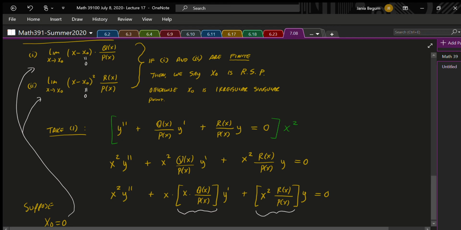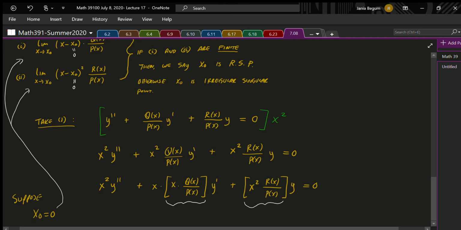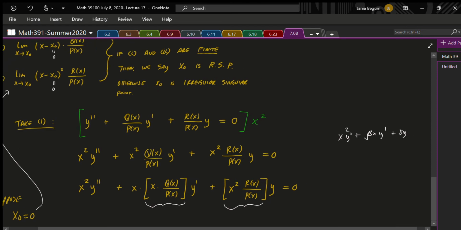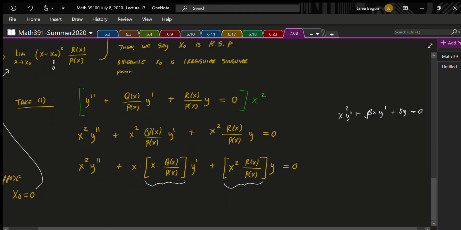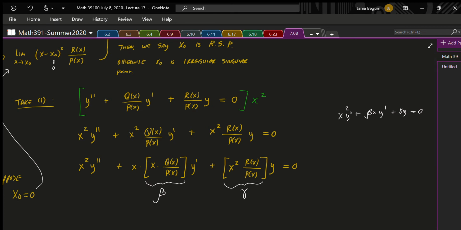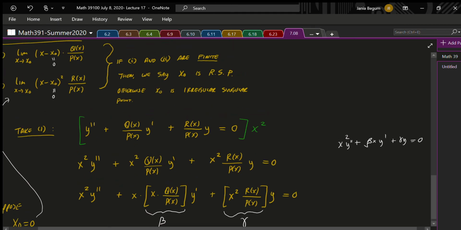So that's right here. Now, in the Euler equation from the past, we said it is an Euler equation if it can be written in this form, x squared y double prime plus beta x times y prime plus gamma y equals 0. So what you see here is this is really our coefficient beta, and this is our coefficient gamma, right? So it looks exactly like an Euler equation. And we want these limits to be finite. So that's why this condition has to hold.